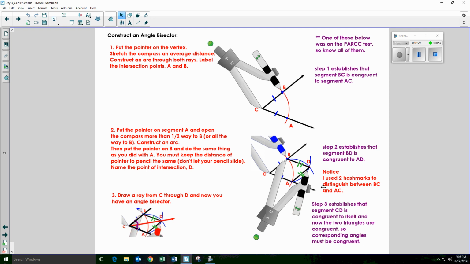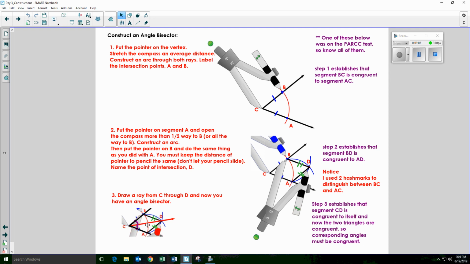Notice I used 2 hash marks to distinguish between BC and AC, so that we show that these are the same length and now these are the same length. And the third step, when we drew this segment, or this ray I meant, CD, this segment itself, CD, is equal to itself, isn't it? Obviously, any segment is going to be equal or congruent to itself. Well, when it's congruent to itself, that's called the reflexive property.